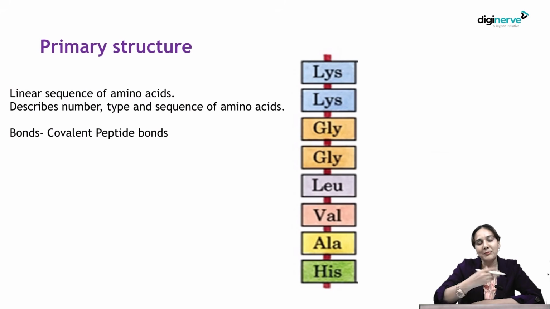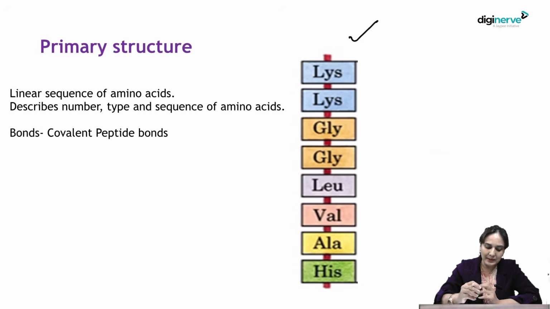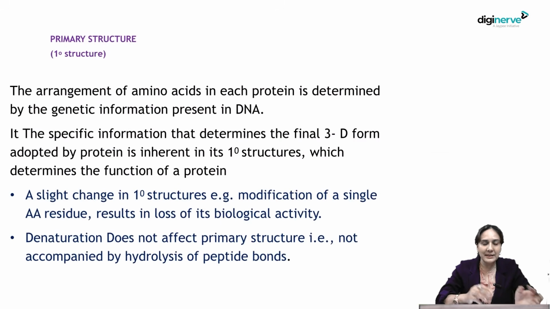We know that by the process of translation, amino acids are arranged in the sequence as dictated by DNA and then RNA. This linear sequence of amino acids joined by peptide bonds forms the primary structure. The primary structure describes the number of amino acids, type of amino acids and sequence of amino acids, and they are specific for each protein. The bond in primary structure is the covalent peptide bond between amino acids. This arrangement of amino acids is determined by the genetic information of the DNA.